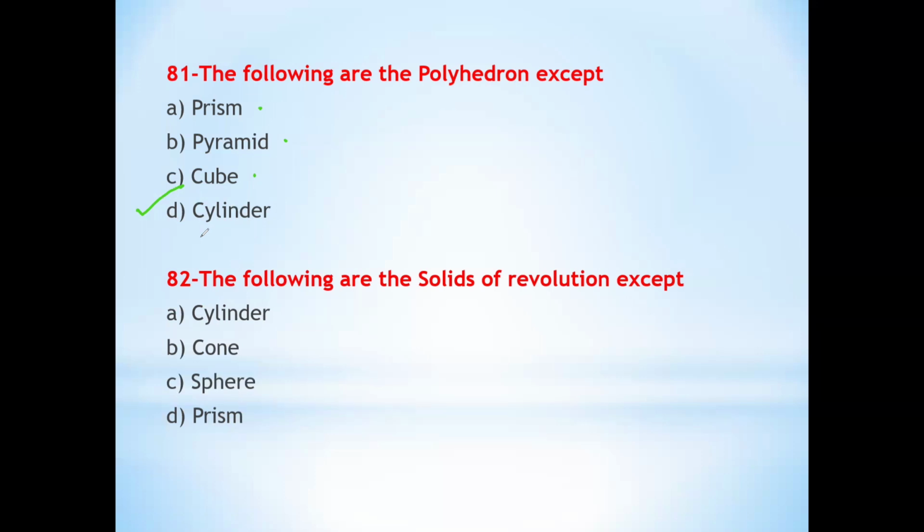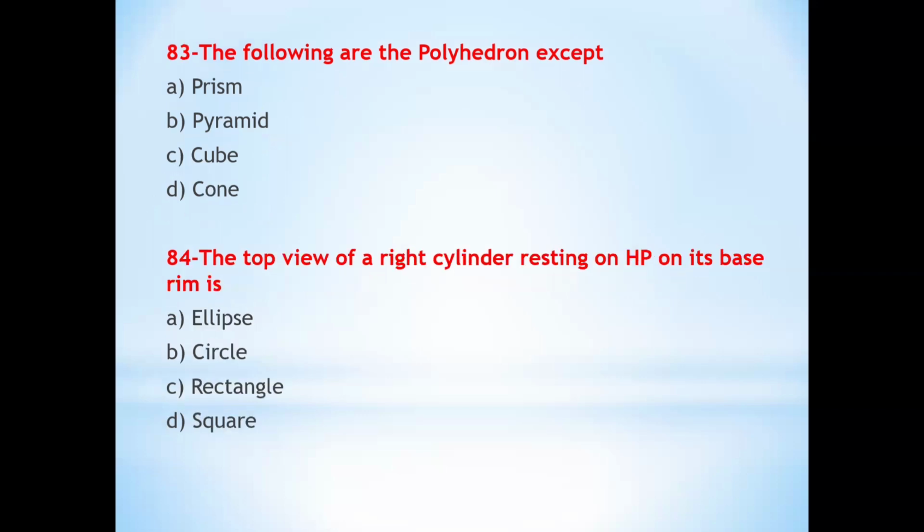Now next, the following are the solids of revolution except. We'll see now. Cylinder is a solid of revolution. Cone is also a solid of revolution. Sphere is also a solid of revolution. Only prism is a polyhedron. So that's why D will be the correct one. Okay, we'll see the next one.